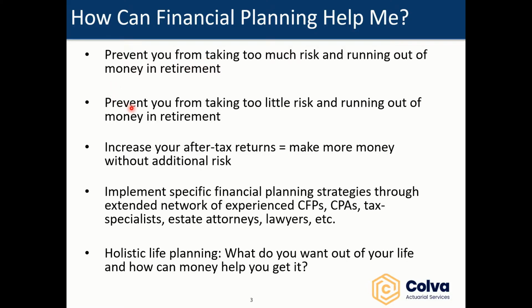The other is an opportunity cost. It can prevent you from taking too little risk and running out of money. And as we'll talk about, the opportunity cost often gets overlooked, right? Because if you're too conservative, you might think you're doing the right thing, but your money's not growing at the rate it needs to be, and so you don't have enough money in retirement because it hasn't accumulated. The impact of compound interest hasn't taken effect.